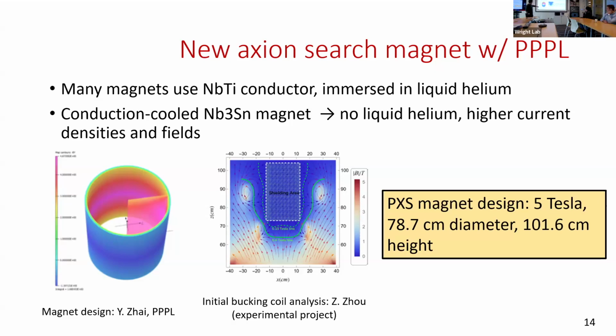Yuku Zai is the magnet person at PPPL who's been doing some design work. And as I mentioned, there's been some good student work. This is an initial bucking coil analysis from Zihan Zhu that was a starting point for the sorts of bucking coil configurations that we're thinking about now.